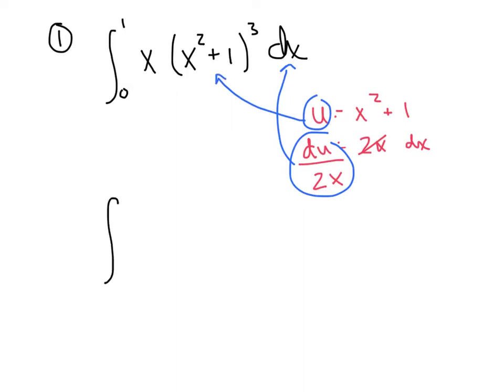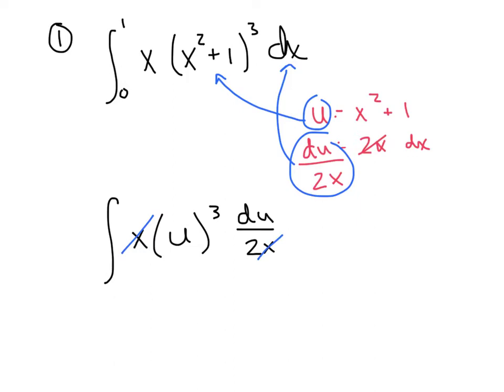So here we go. I've got my integral. I'm not going to worry about the bounds yet. I'm going to postpone that for the time being. And I've got my u to the third, and I've got my du over 2x. So the good news right now is that this x here is going to cancel out with that x. And life is good. We were able to cancel out all the x's.